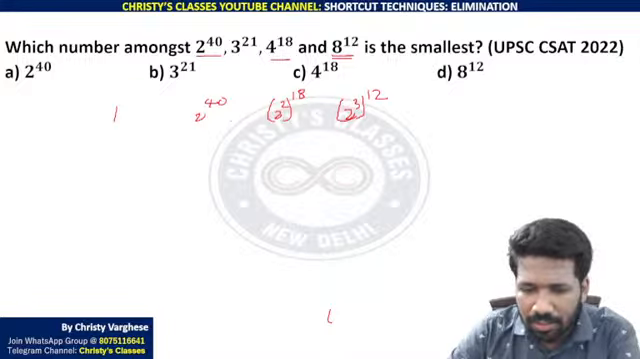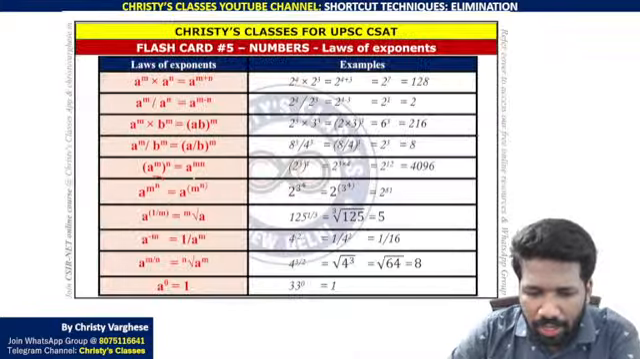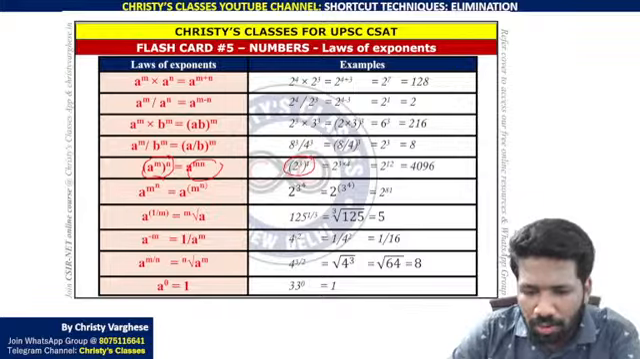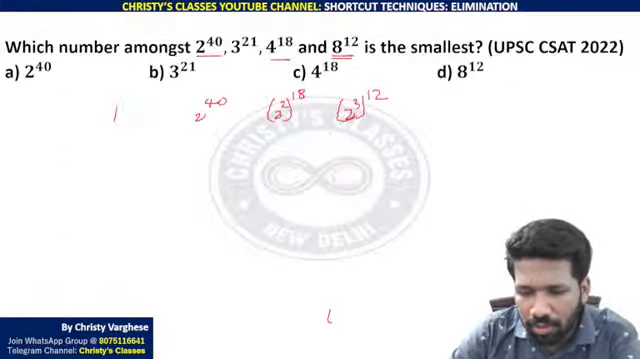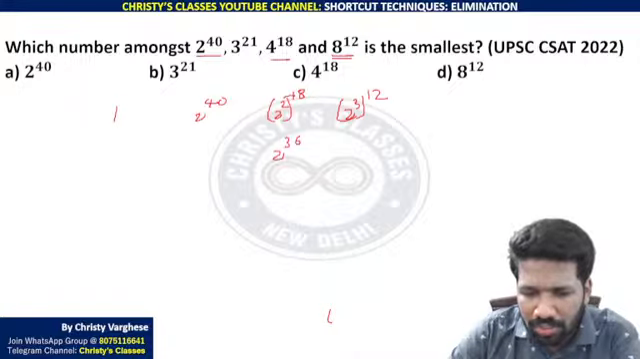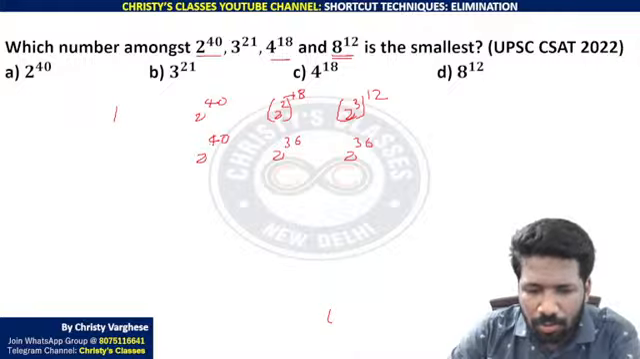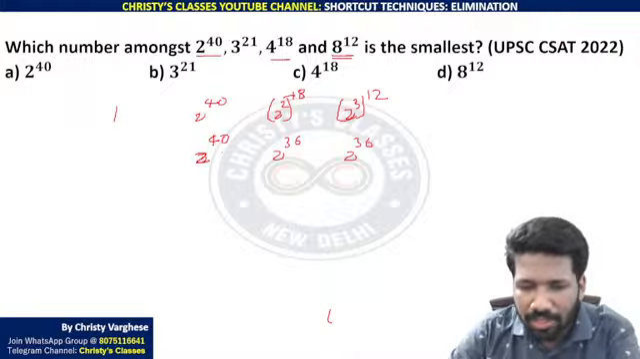Now look at this. You can use this idea: a raised to m whole raised to n is a raised to m into n. 2 raised to 3, the whole raised to 4, is 2 raised to 3 into 4. That idea you can use. 2 raised to 2 into 18, that is 2 raised to 36. If you think logically, that is also possible; you don't have to use the laws of exponents formula itself. Directly also we can say.